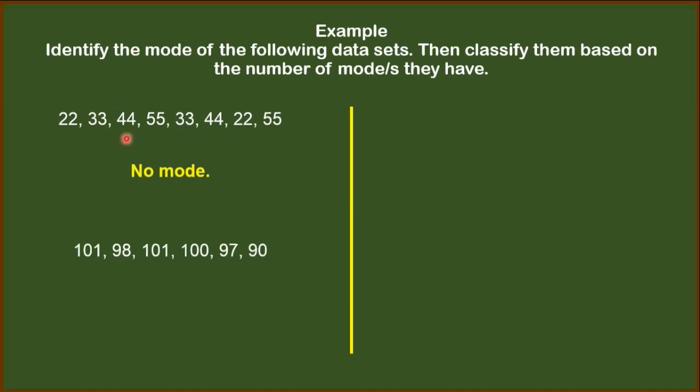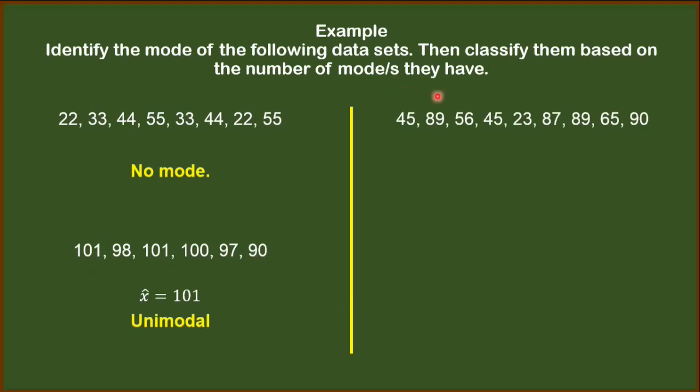Next example, we have 101, 98, 101, 100, 97, and 90. Obviously, we have 101 as the most frequently occurring because it occurs twice, unlike the other data which occurred only once. Meaning the mode here is 101 and the classification of this dataset is unimodal because we only have one mode.